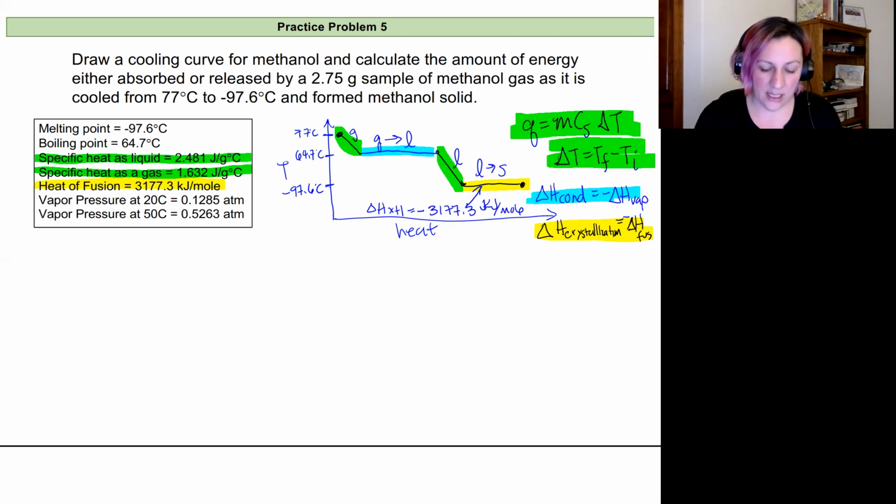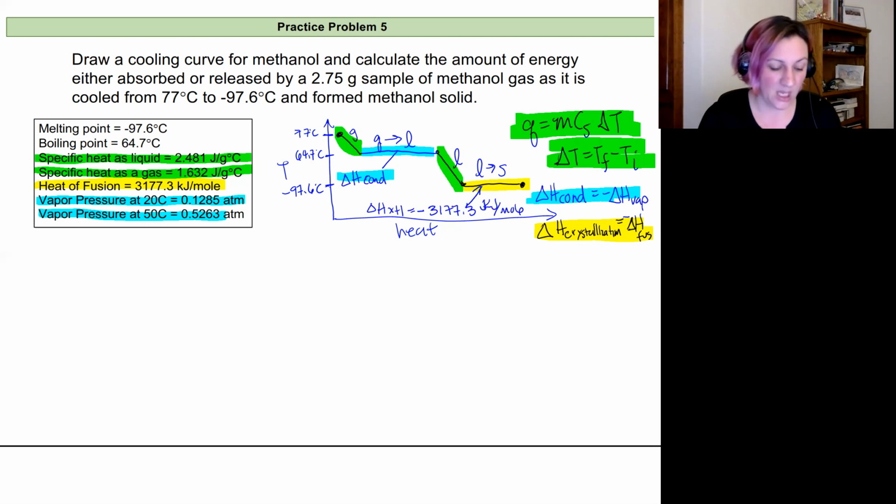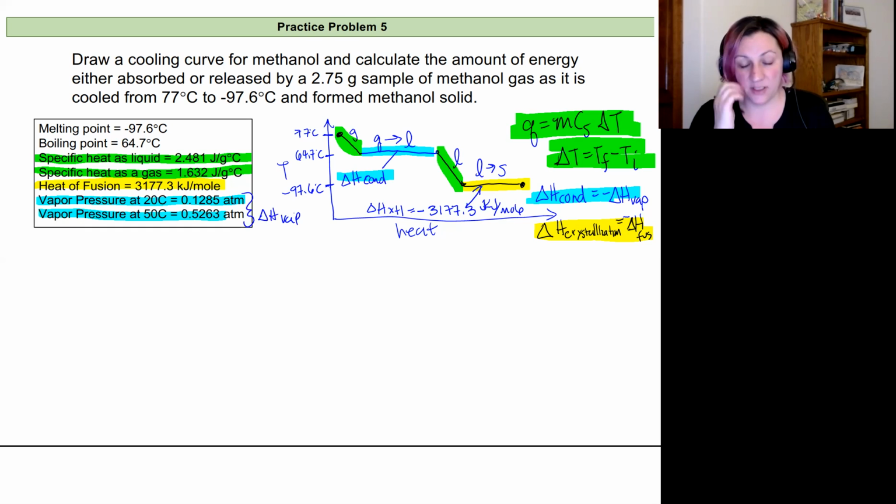Now, for my enthalpy of condensation, I don't have that given to me. Instead, what I have are vapor pressures at two different temperatures. So I'm going to use those to calculate my enthalpy of condensation. I'll calculate the enthalpy of vaporization from them, and then the opposite of that will be my enthalpy of condensation. So these values right here can be used to calculate the enthalpy of vaporization. So this will be multi-stepped. So let's dive into it.